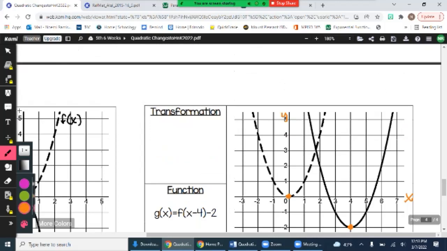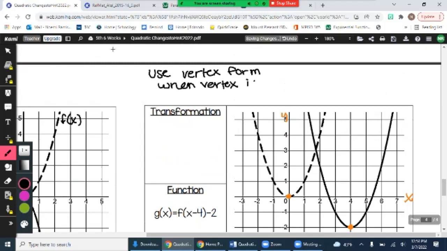So you're going to use vertex form when the vertex is not on the y-axis. Use vertex form when vertex is not on y-axis.